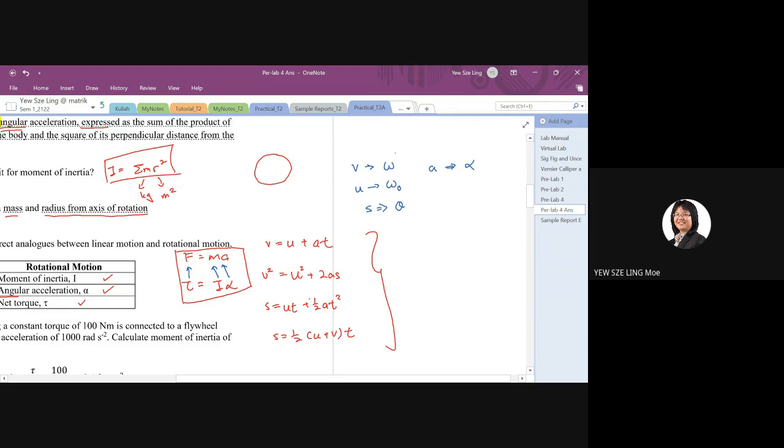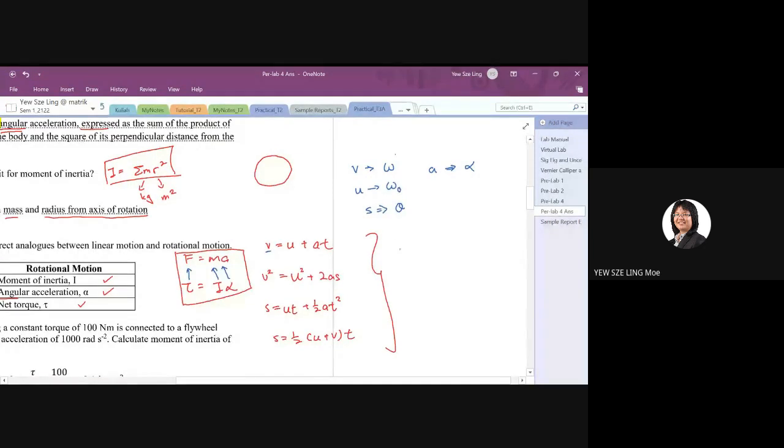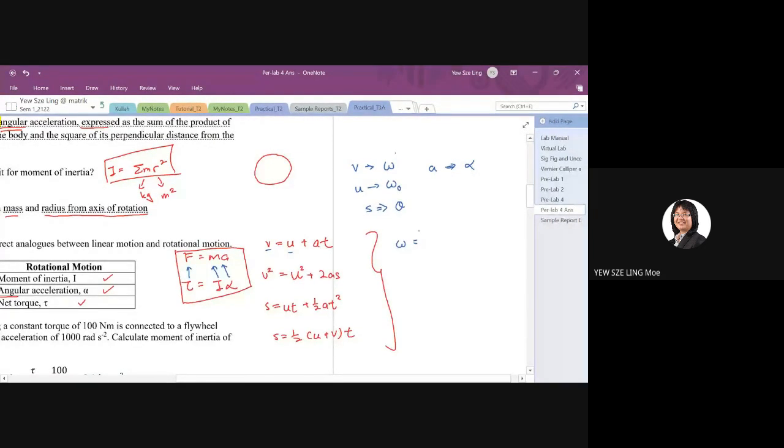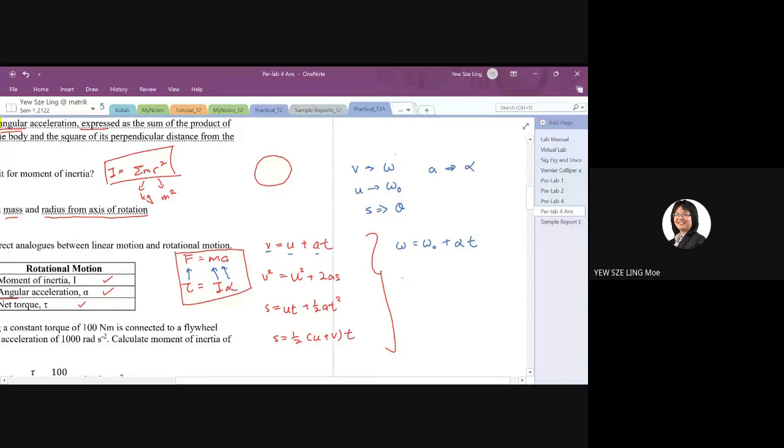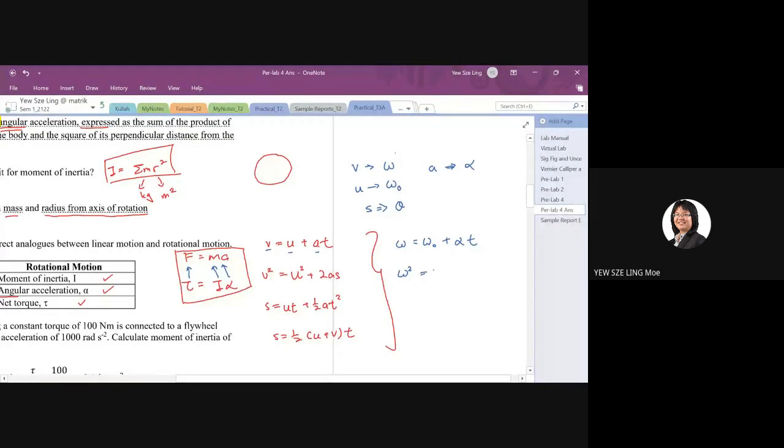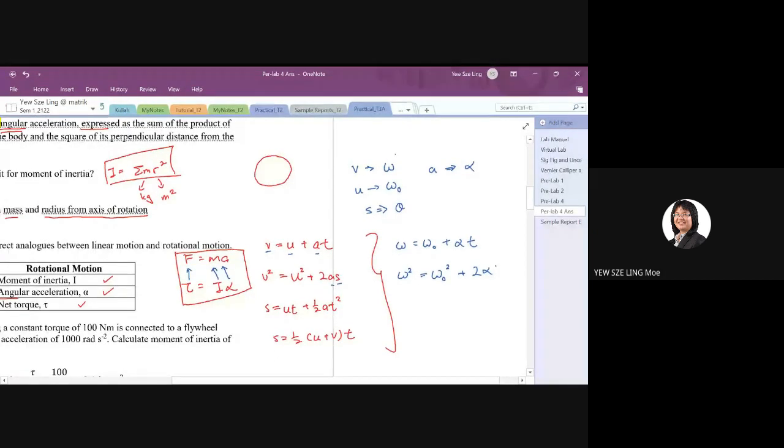So what am I going to do if I want to transform these 4 equations into rotational motion equations? I just replace the symbols. v I replace with omega, u I replace with omega naught, a I replace with alpha, and time I keep as t. So those are the equations that I'm going to use in Chapter 8. The second equation: omega squared equals omega naught squared plus 2 alpha, where s becomes theta.